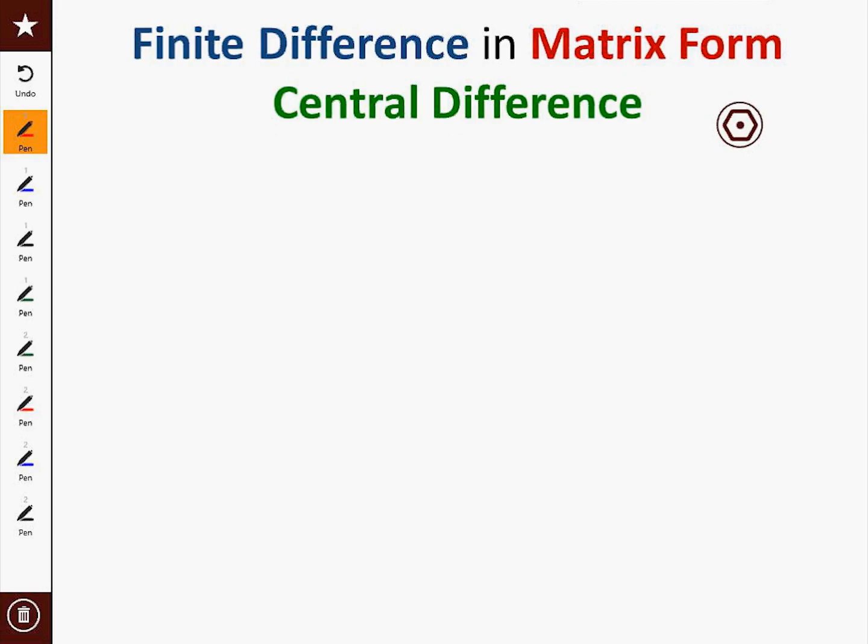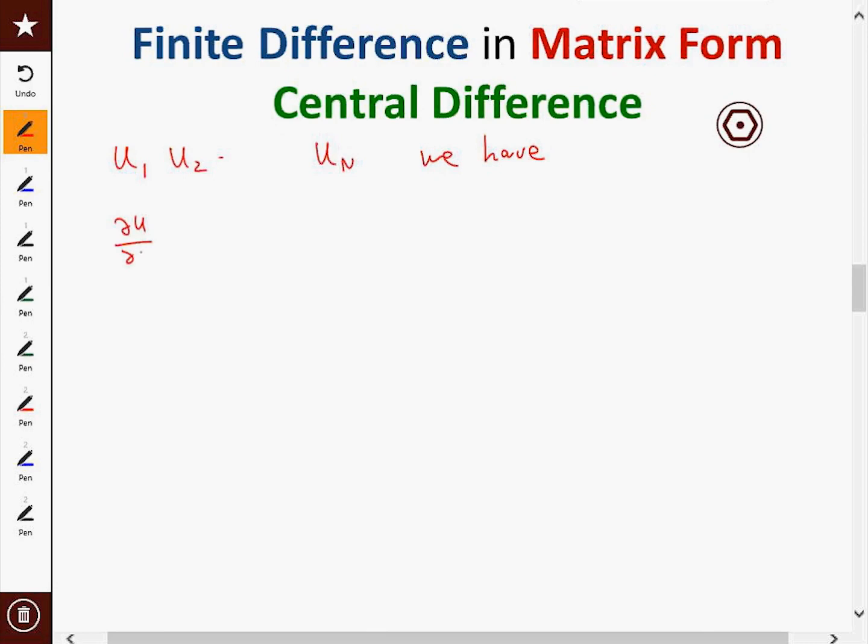So when we write the finite difference in a matrix form, we first need to write our solution in a vector form. Let's say we know our solution u at the first grid point, u at the second grid point, up to u at the nth grid point. We have them all, right? So that is what we have. Can we compute, not d, but partial u partial x at the first grid point, partial u partial x at the second grid point, etc., partial u partial x at the last grid point?